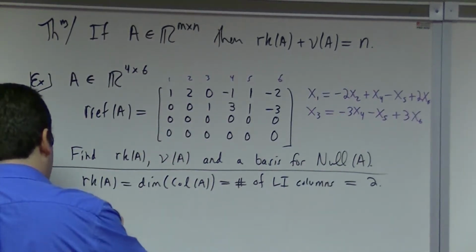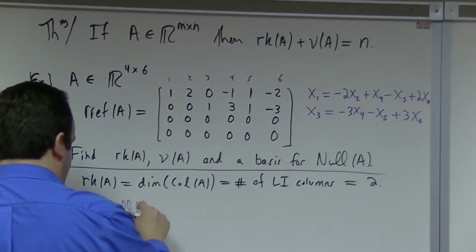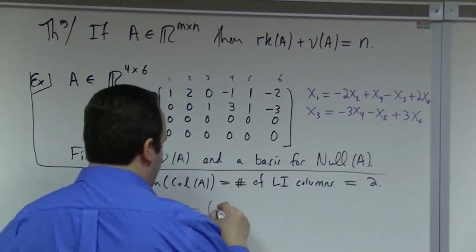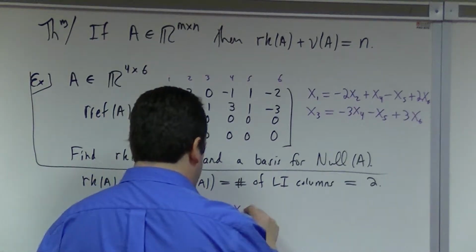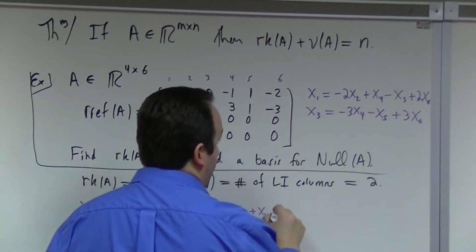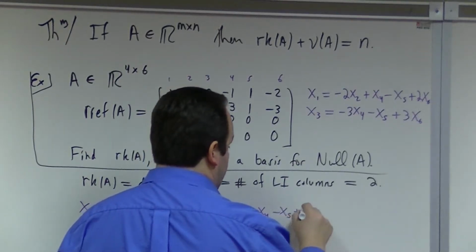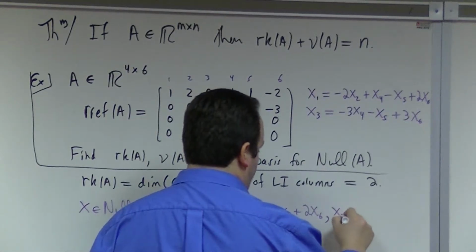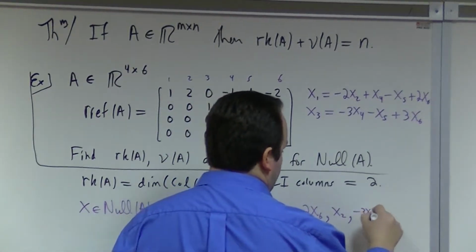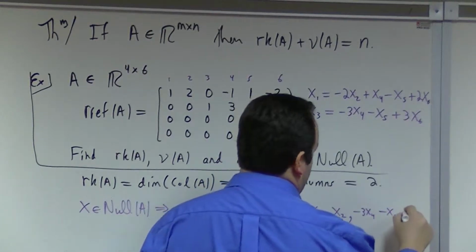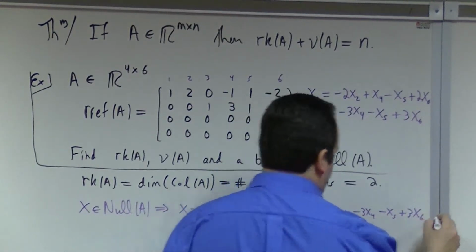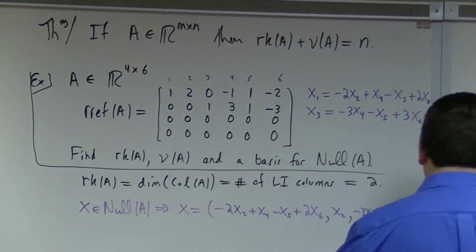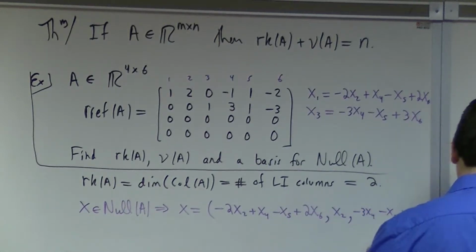So x in the null space of A tells me that x is equal to, you just write it out: minus 2x2 plus x4 minus x5 plus 2x6, comma, x2, comma, minus 3x4 minus x5 plus 3x6, comma, and so on through the sixth component.